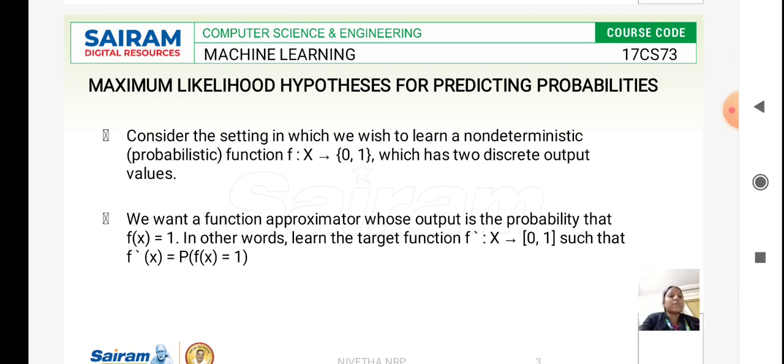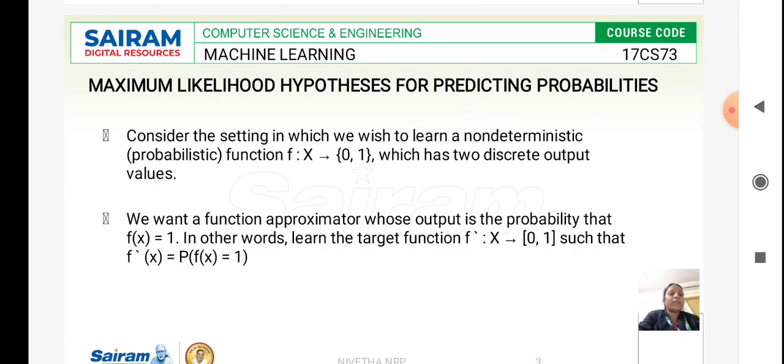And what is the maximum likelihood hypothesis there? Among the number of cases, for example, if I have tossed the coin 10 times, among these 10 times, what is the number of times I get the output as head? That is my maximum likelihood hypothesis. So I am going to implement this scenario.